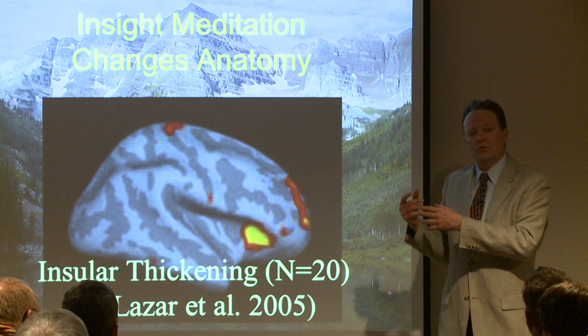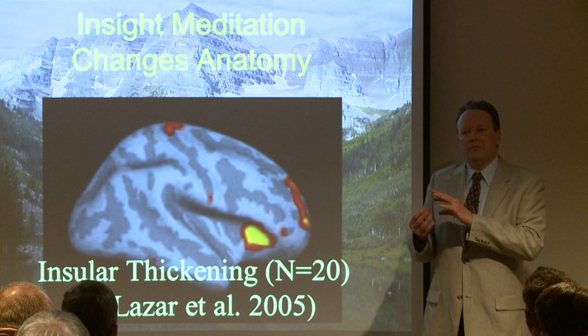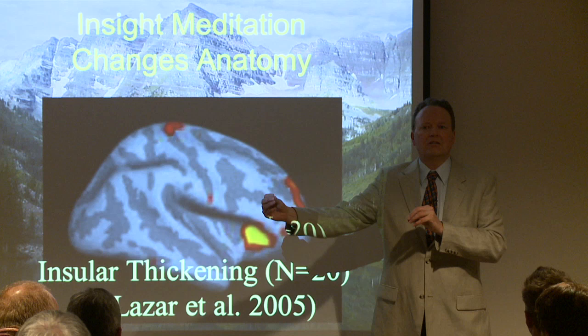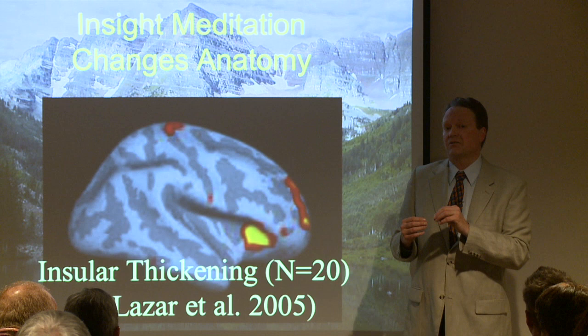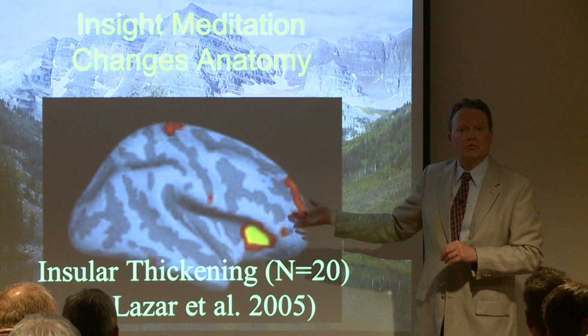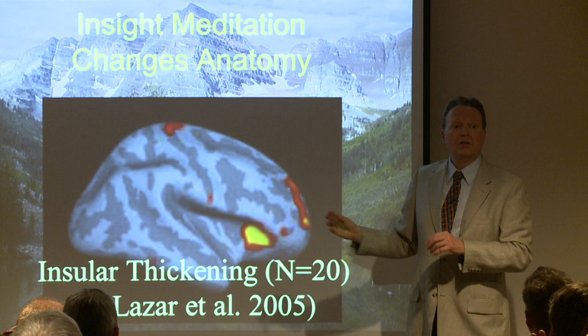So neuroplasticity can affect the microscopic, cellular and subcellular level all the time and rather quickly, perhaps even in a matter of hours or minutes, whereas weeks of activity is enough to make this thickening kind of effect in the brain that's visible from these structural scans.